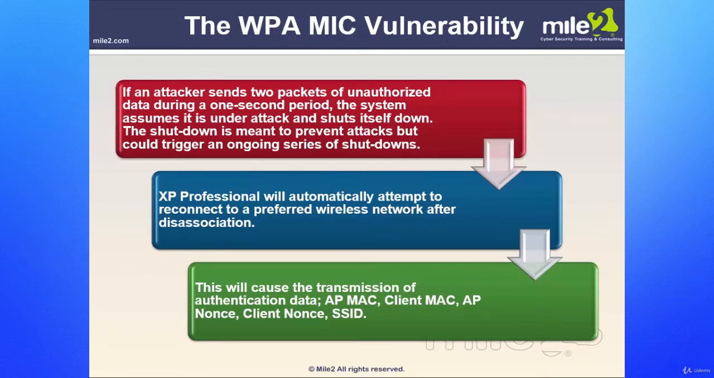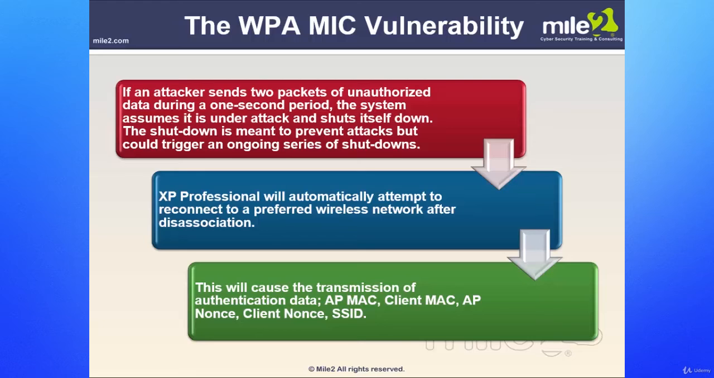So if the attacker sends 2 packets of unauthorized data during a 1-second period, the system here will assume that it's under attack and shut itself down. The shutdown is meant to prevent attacks, but could trigger an ongoing series of shutdowns, which could also be called a denial of service type scenario. Right?